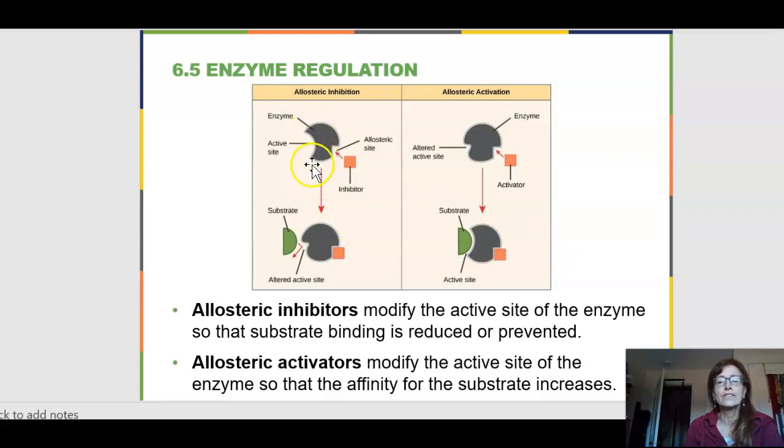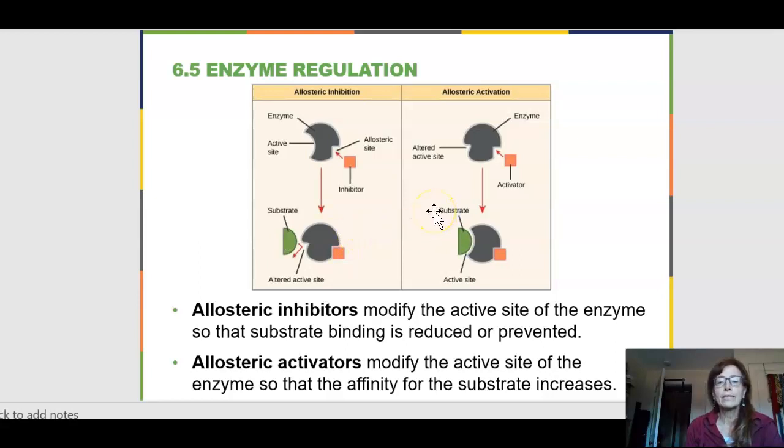So here's the active site. Here's the allosteric site, just meaning another place other than the active site. And this inhibitor, if it goes in and enters this allosteric site, has changed the shape of the active site. Therefore, it can't pick up that substrate anymore. That would be an allosteric inhibitor because this is inhibiting the activity of that enzyme.